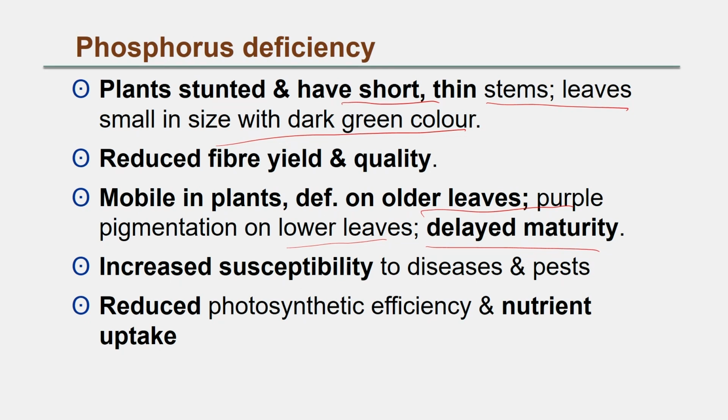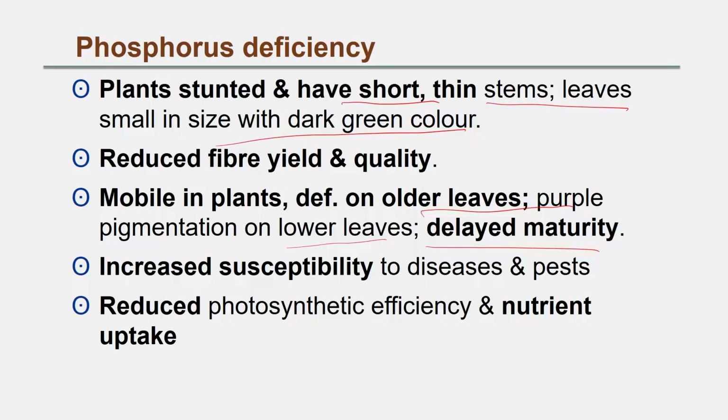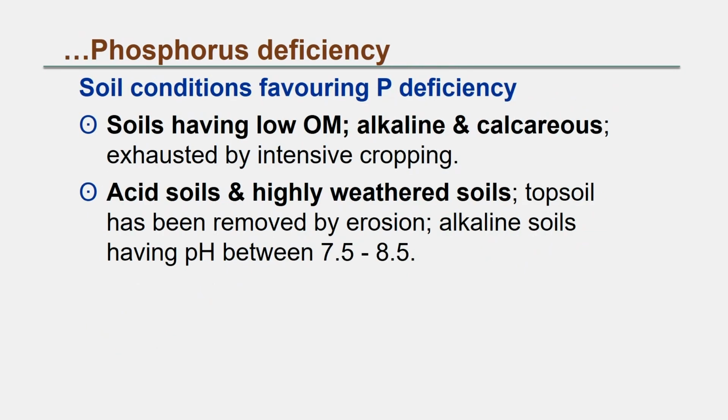So it is also interesting that deficiency symptoms occur on the lower leaves and they are darker green in color. Then how to distinguish it from excess quantity of nitrogen? The excess application of nitrogen will also result in darker green color of the leaves. So here, in case of phosphorus deficiency, there will be pigmentation of leaves. You will get some purplish or reddish kind of color on the leaves, which quite significantly indicates the deficiency of phosphorus. And also increased susceptibility of the plant to diseases and insect pests, reduced photosynthetic efficiency and nutrient uptake.